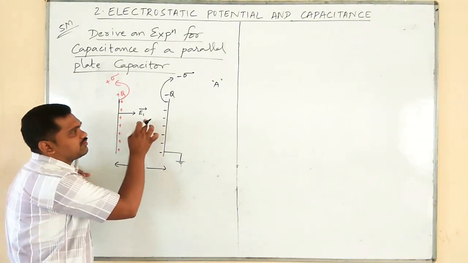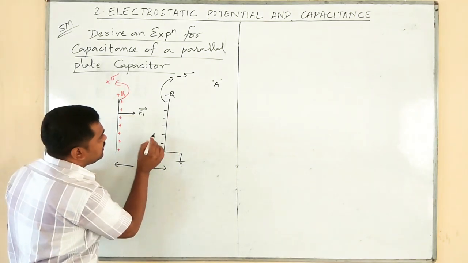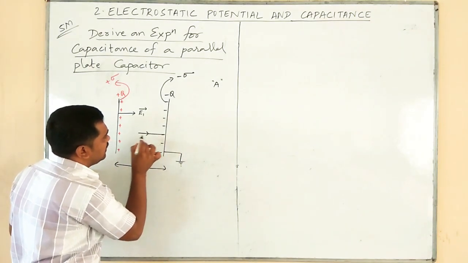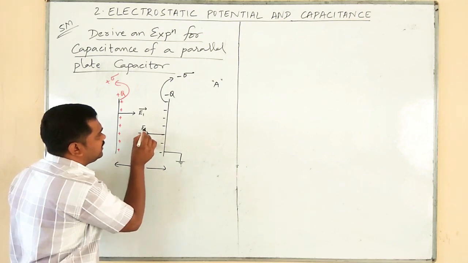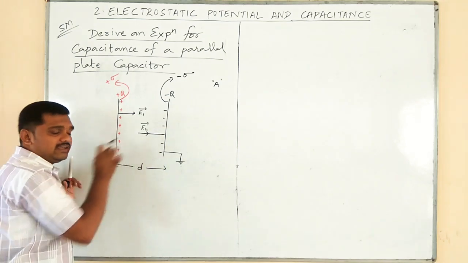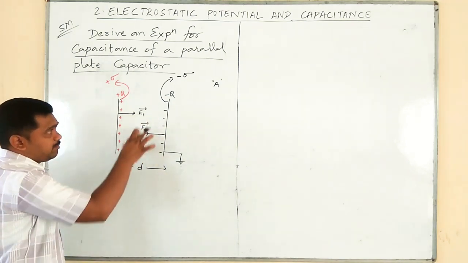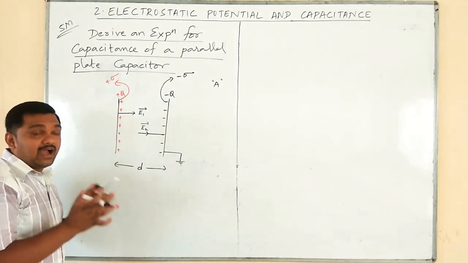Similarly, what is the direction of electric field due to this negative plate? It has to be inward, like this. I will call this as E2 vector. Hence, the direction of both E1 and E2 will be same. Hence, in this gap, the electric field values get added up.